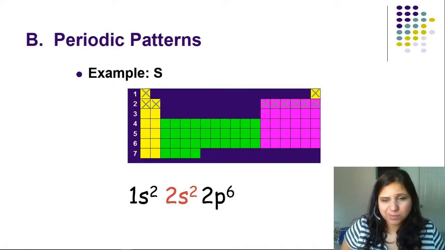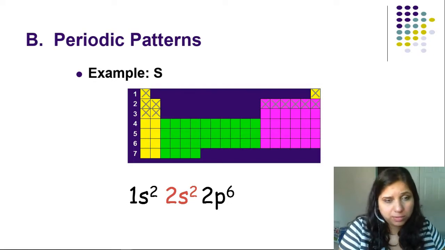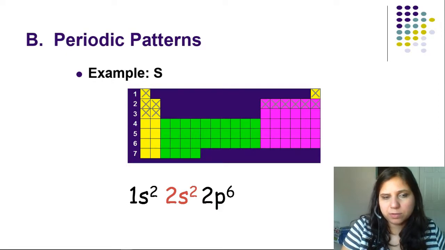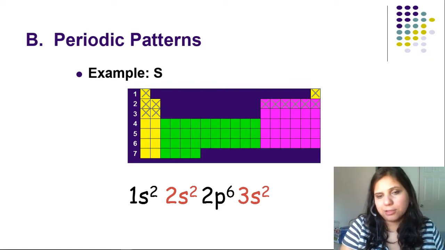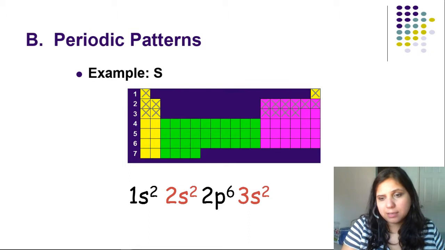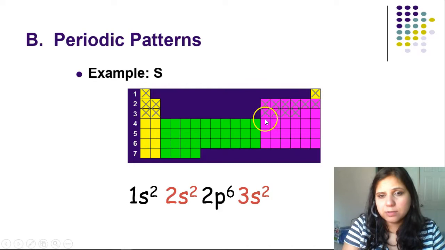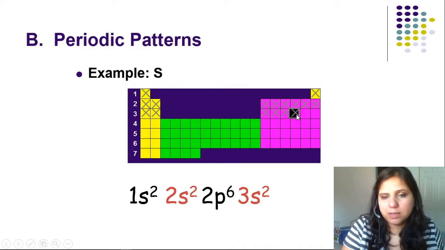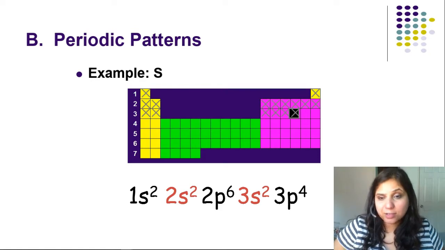Now I'm changing row. I'm also changing color. That is the s block, third row, with 2 steps. So 3s2. All right. Now I need to get to sulfur, and sulfur is in the p block, and it's in the third row. So how many steps does it take? Well, you count all of the steps, including the one that it's in. So that's 1, 2, 3, 4 steps. It was in the third row p block, so that's 3p4. And that's my electron configuration for sulfur.